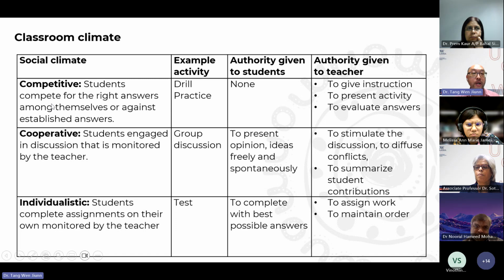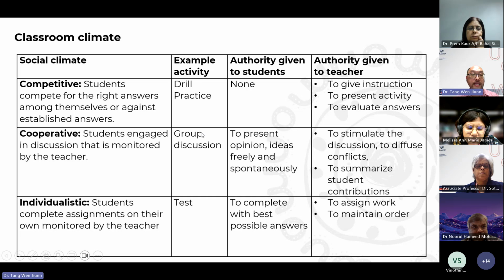Over here you can see we have competitive. The students will compete with each other to get the right answer. The examples here can be drill and practice. During the competitive social climate, the students have no authority. All the instructions are given by the lecturer. We give you the questions or give you the scenario, and you have to fight among yourselves to get the correct answer. So that is the competitive climate.